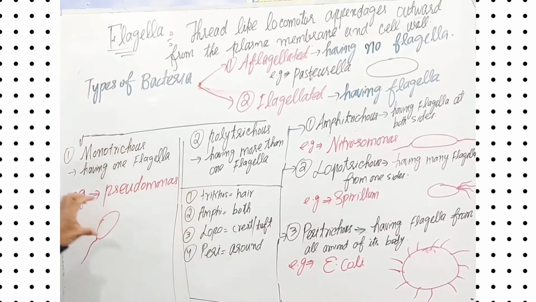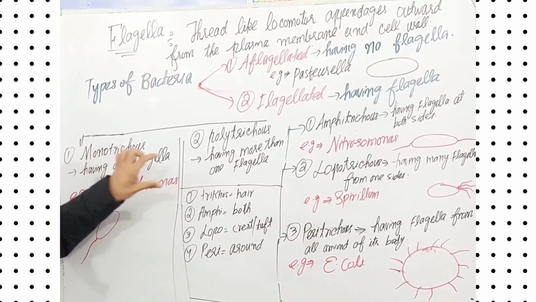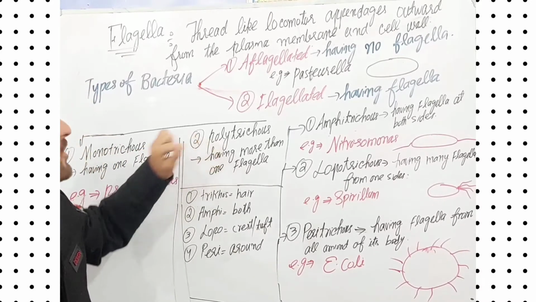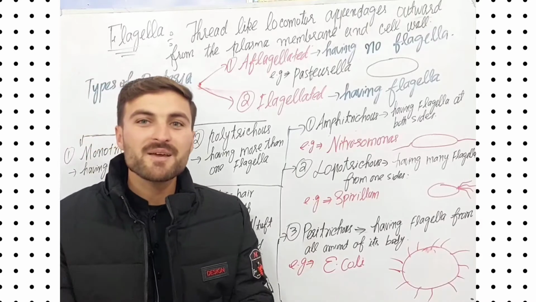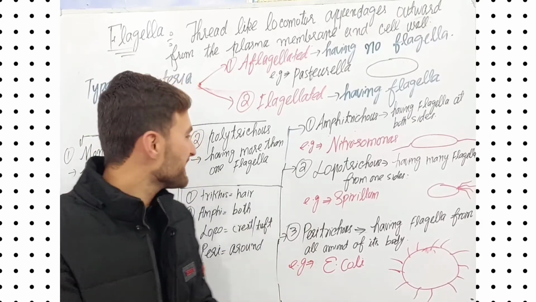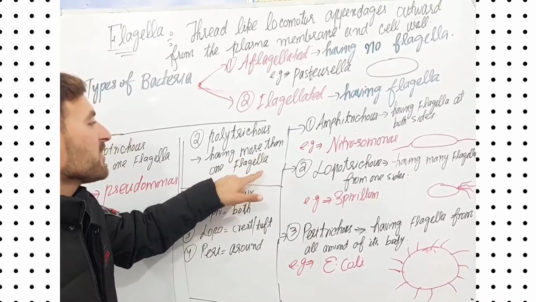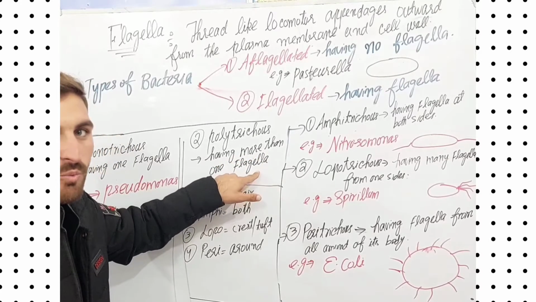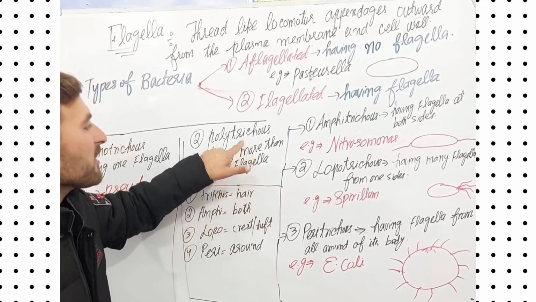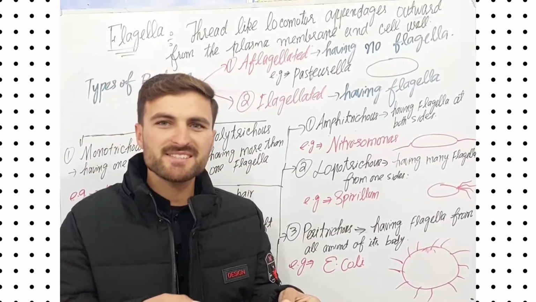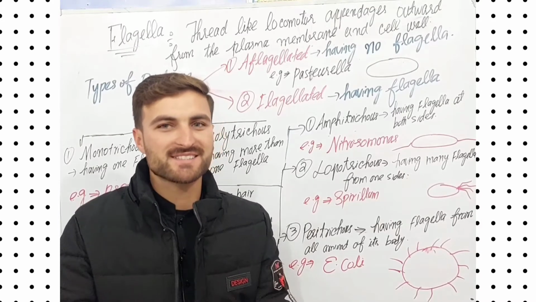After discussing Monotricus, now let's discuss Polytricus. What does the word poly mean? Poly means many. Let's define this: having more than one flagellum. If a bacterium has more than one flagellum, we will call it a Polytricus bacterium. It is the opposite of Monotricus.